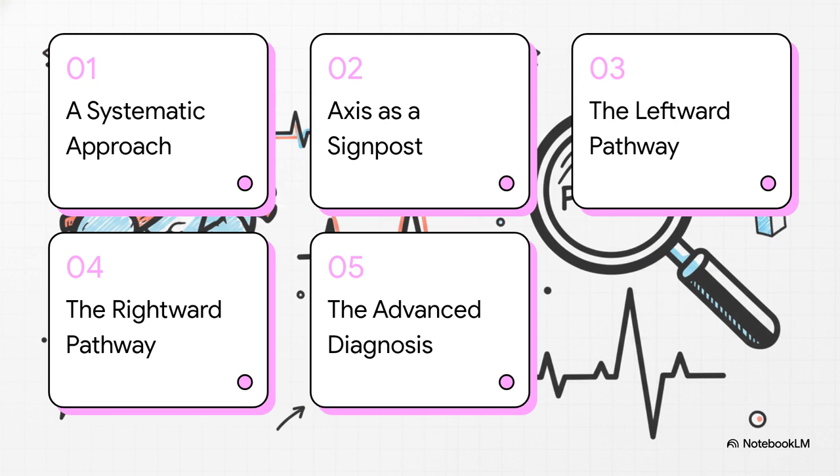So here's our roadmap. We'll start by laying down a foundational systematic framework. Next up, we'll use the axis as our critical pivot point to explore what's happening on the left and right sides of the heart. From there, we'll follow those left and right-sided pathways, and to wrap it all up, we'll synthesize everything we've learned to interpret some really complex multifascicular conduction blocks.